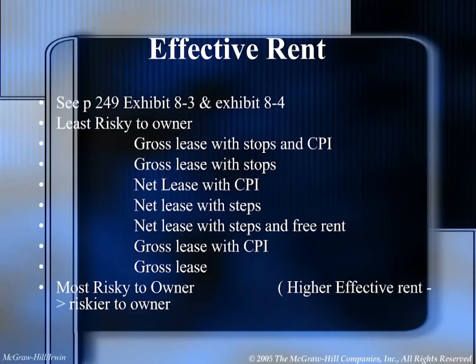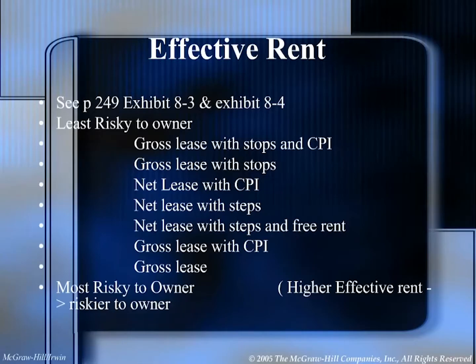Okay, so as we see here, they've calculated on each of these pages what the effective rent is for these, and you'll see the one that has the lowest effective rent, if you look down, is number 6, which is the gross lease with the expense stop and the CPI index, which is what I have put there as the least risky to the owner. So the least risky to the owner also has the lowest effective rent.